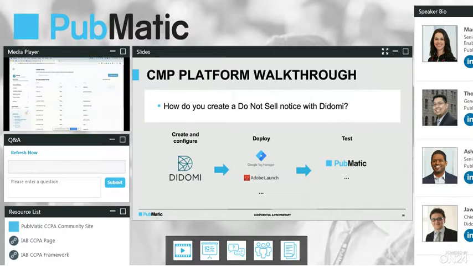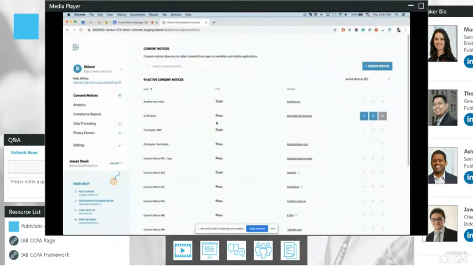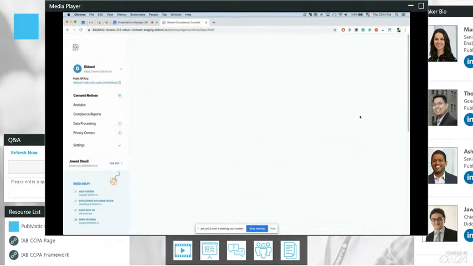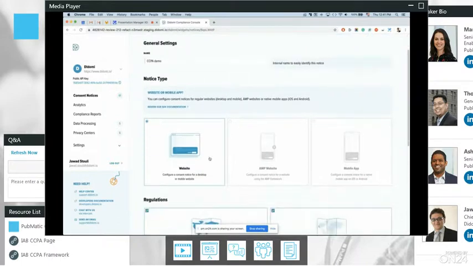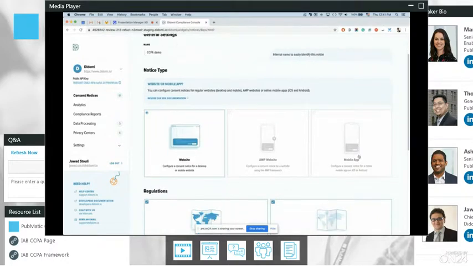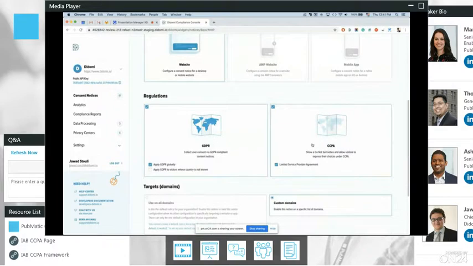So with Didomi, you're able to manage multiple what we call consent notices, which is all those UI elements that you will be surfacing to the user. We'll take an example here with a CCPA demo consent notice, where you can decide what platform you're creating the notice for. We currently support websites, AMP websites, and mobile applications. And then you can also decide the regulations that you want to cover with your notice. We currently support GDPR and CCPA, and will automatically determine the user location, the regulation that applies, and what notice needs to be surfaced to the user. So you can manage all your regulations with a single notice if you want to.